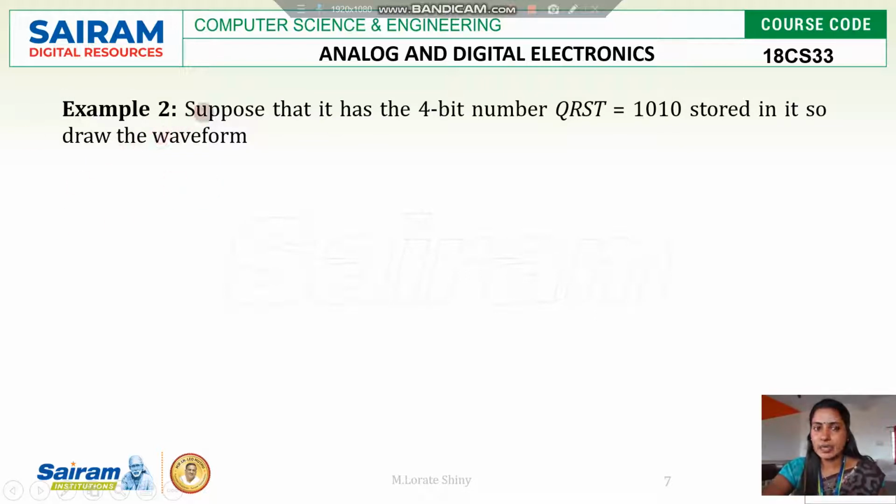This is the second example. Suppose that it has the 4-bit number QRST equal to 1010 stored in it. Draw the waveform. First you have to draw the register diagram, then the state table, then the waveform. After writing the state table only, you can move to the waveform.